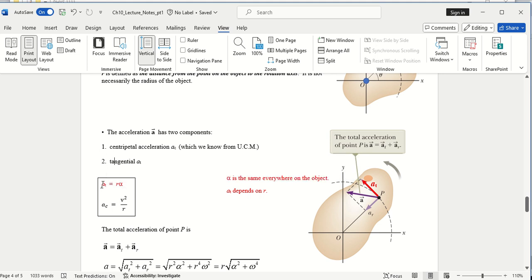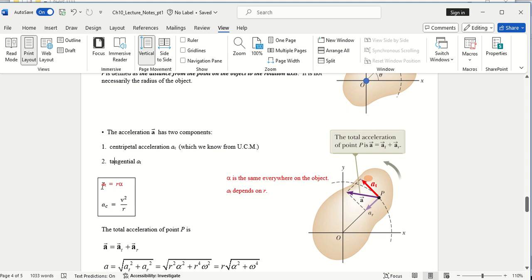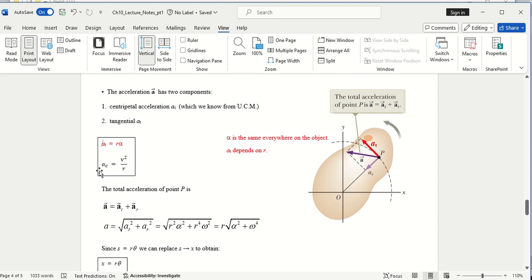And that's going to become important when we apply Newton's second law. So we have AT, the tangential acceleration, simply meaning it's tangent to the circular path that point is moving in. So AT is r times alpha, and V is r times omega. And the units of AT are meters per second squared. And the centripetal acceleration, we know from chapter 6, from UCM, AC is V squared over r. But for what we'll see for the most part in chapter 10, the tangential acceleration is what's going to be important.